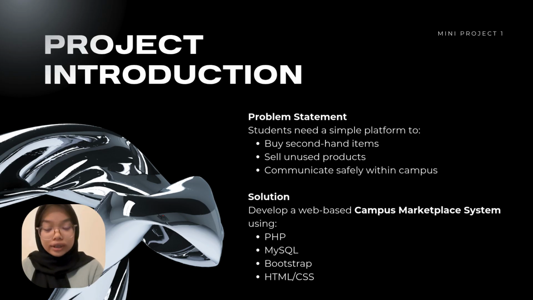As we all know, nowadays many students want to sell used items such as books, clothes, gadgets, or any study materials. However, there is no specific platform for students inside the campus because most students use social media, which is not organized and less secure. Therefore, we developed the campus marketplace system which allows students to register, log in, and manage their products in one platform.